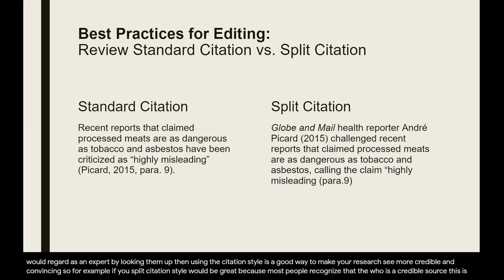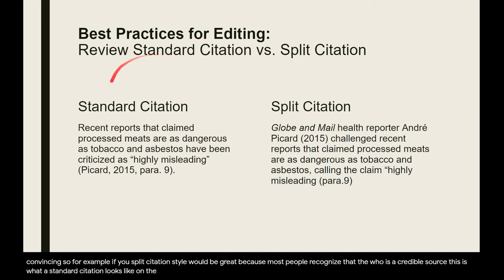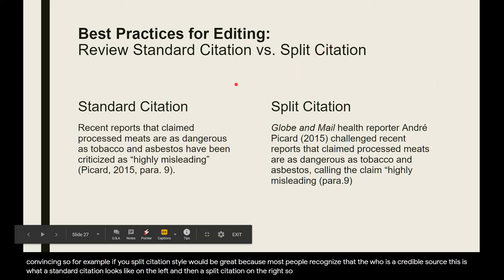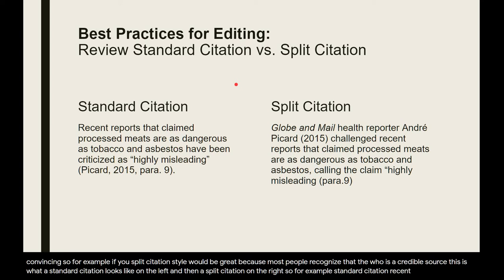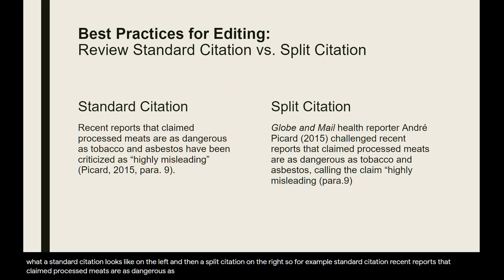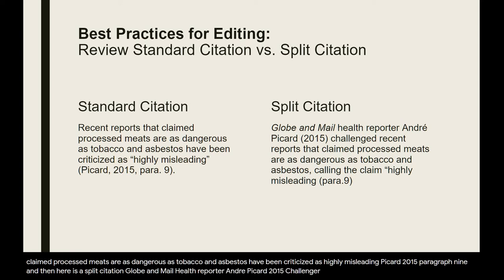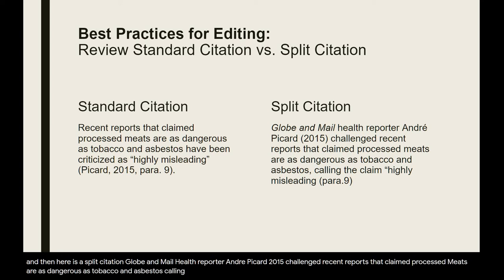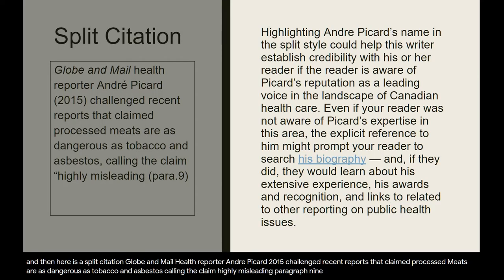So this is what a standard citation looks like on the left, and then a split citation on the right. So for example, standard citation. Recent reports that claimed processed meats are as dangerous as tobacco and asbestos have been criticized as highly misleading. Picard, 2015, paragraph 9. And then here's a split citation. Globe and Mail health reporter Andre Picard, 2015, challenged recent reports that claimed processed meats are as dangerous as tobacco and asbestos, calling the claim highly misleading. Paragraph 9. So we see the split citation here, right?